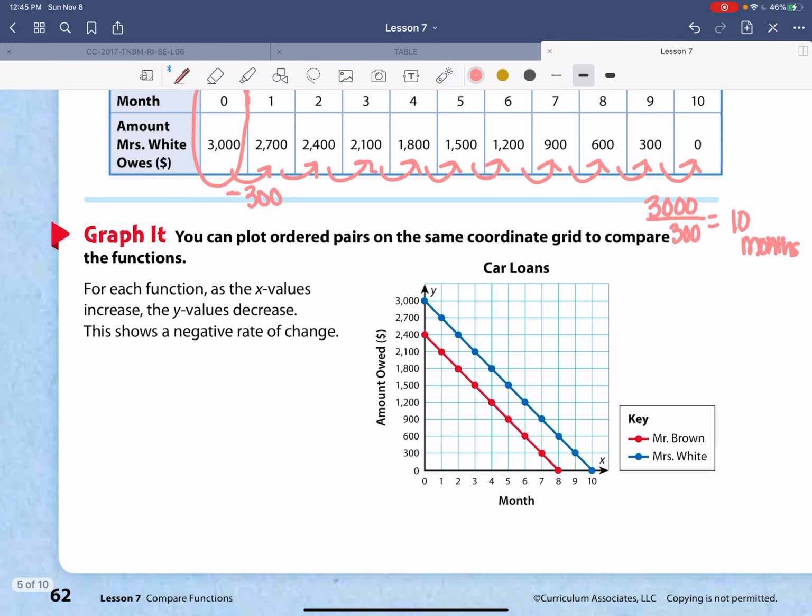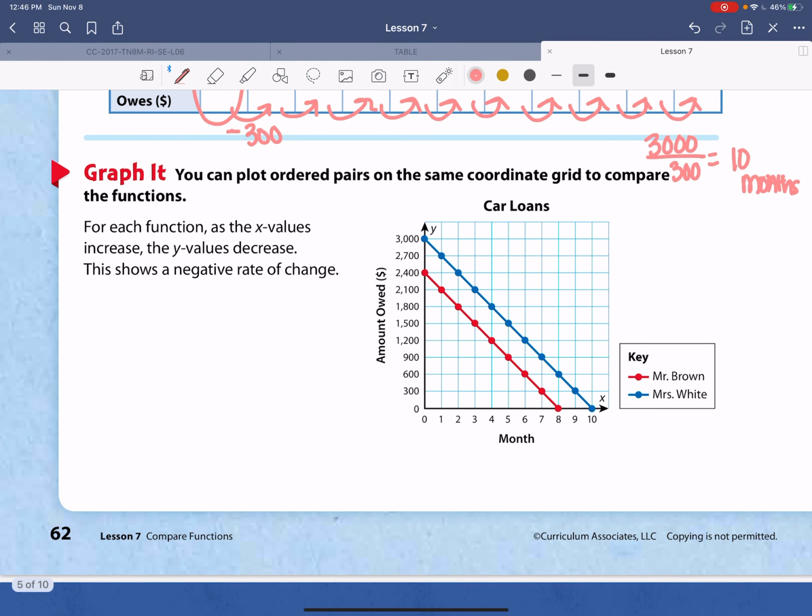Graph it. You can plot ordered pairs on the same coordinate grid to compare the functions. For each function, as the x value increases, the y value decreases, which makes sense because as the months go on, both people should be owing less on their car because they're already paying for it every month. So the amount they owe should go down every month.